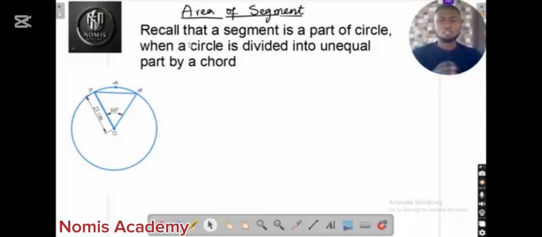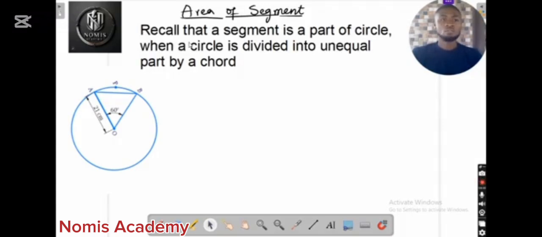This time we'll be talking about area of segments. Recall that a segment is a part of a circle when a circle is divided into unequal parts by a chord. Remember what a chord is? A chord is a line that does not pass through the center of the circle but divides a circle into two, therefore unequal parts, which is the opposite of a diameter. A diameter is a line that divides a circle into two equal parts, but a chord is a line that divides a circle into two unequal parts.